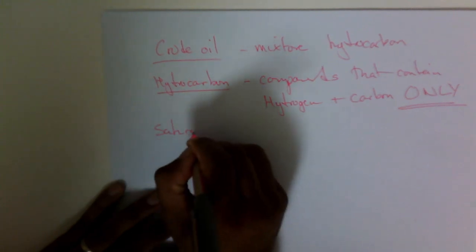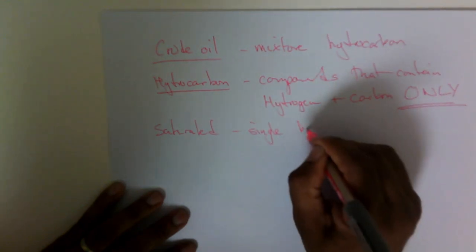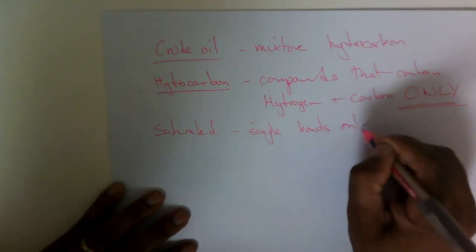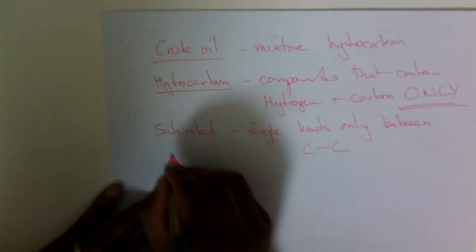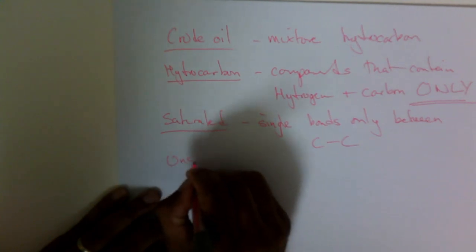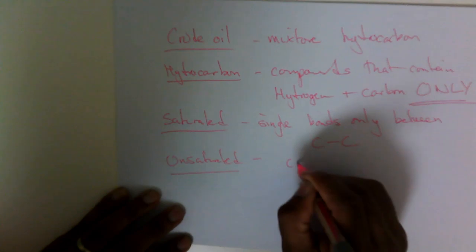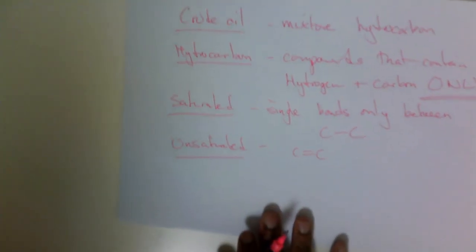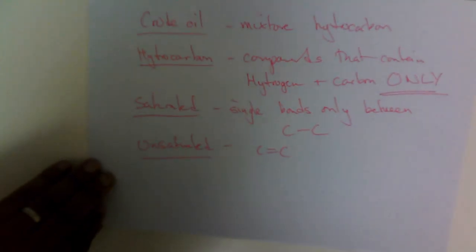Saturated, single bonds only between carbon-carbon. Unsaturated is carbon-carbon double bond. Now I'm obviously going through it quickly because the idea is to try and get any extra marks that you can as a last minute revision.